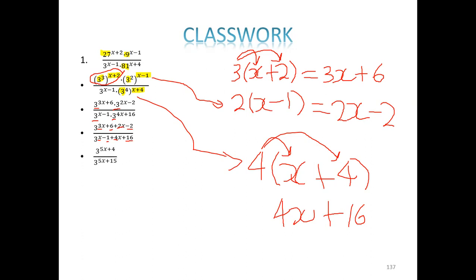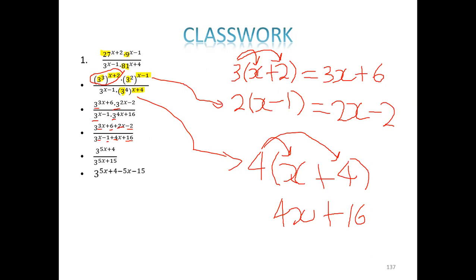Now you can simply say the bases are the same. We are dividing, so you just subtract the small exponent from the big exponent. All I did here was subtract the denominator exponent from the numerator exponent. I took the whole of the denominator exponent and subtracted it from the numerator exponent. So it's 5x plus 4 minus 5x plus 15, and this is what I've got.